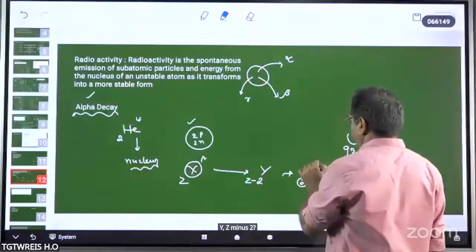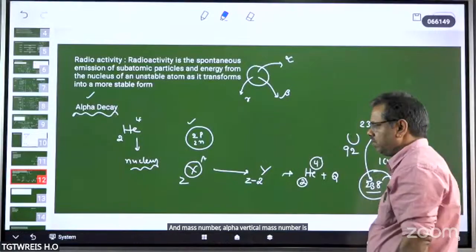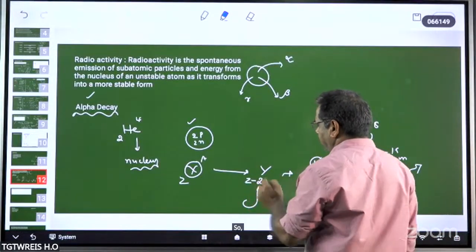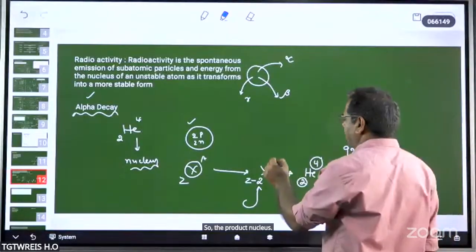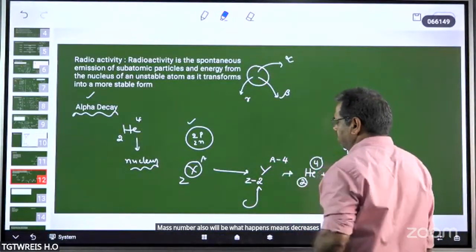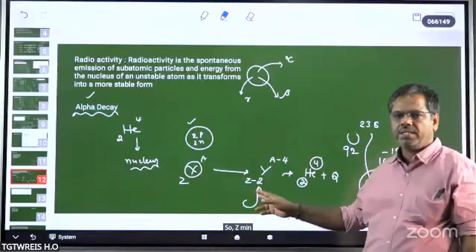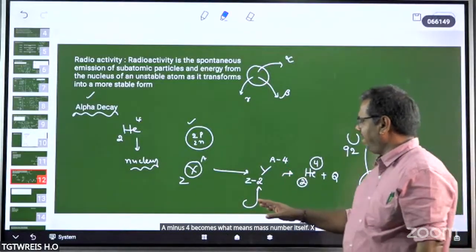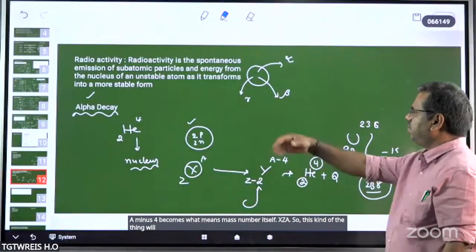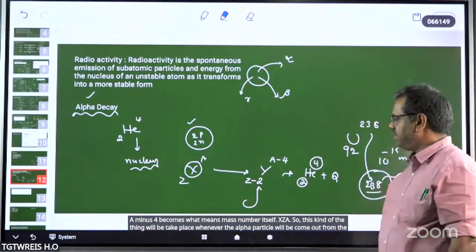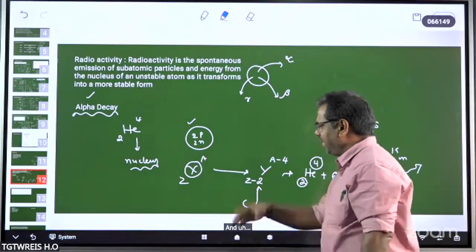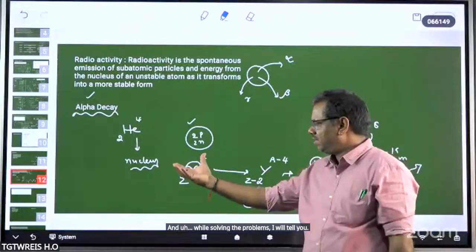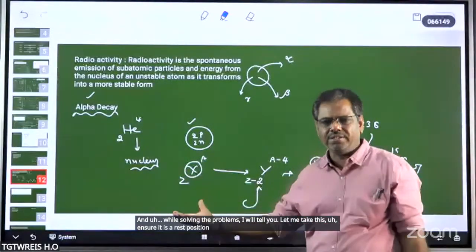When the proton number decreases, obviously the atomic number changes, and this element also will change. Why? Z minus 2. And the alpha particle's mass number is equal to 4, so the product nucleus mass number also decreases, A minus 4. So Z minus 2 will become its atomic number, and A minus 4 becomes its mass number, from X with Z and A. This kind of thing takes place whenever the alpha particle comes out from the nucleus. And while solving the problems, I will tell you, let me take this, initially it is at rest position, that is, the kinetic energy is equal to 0.